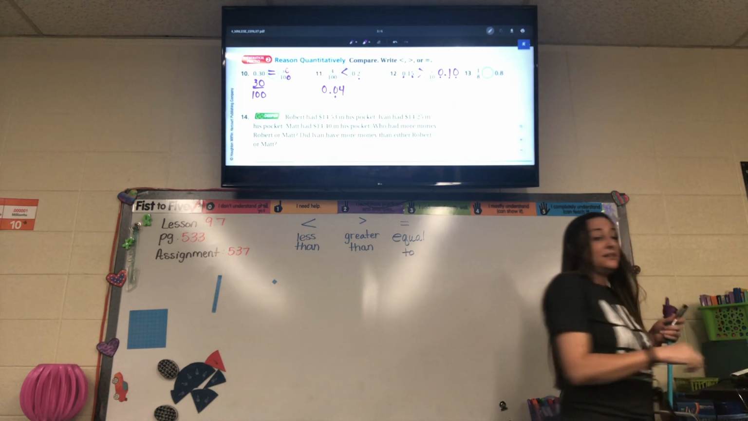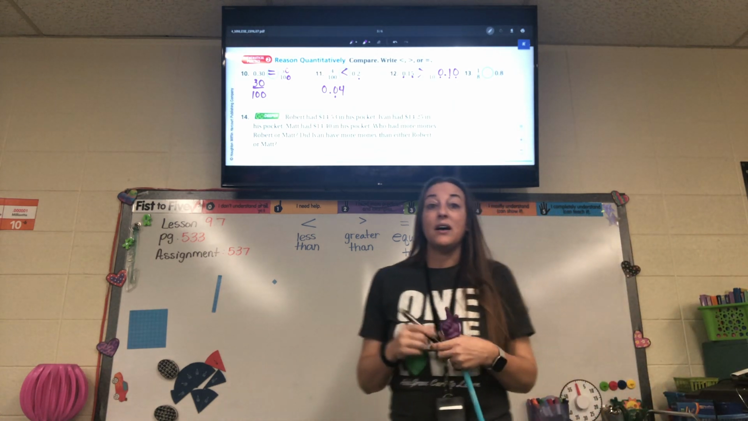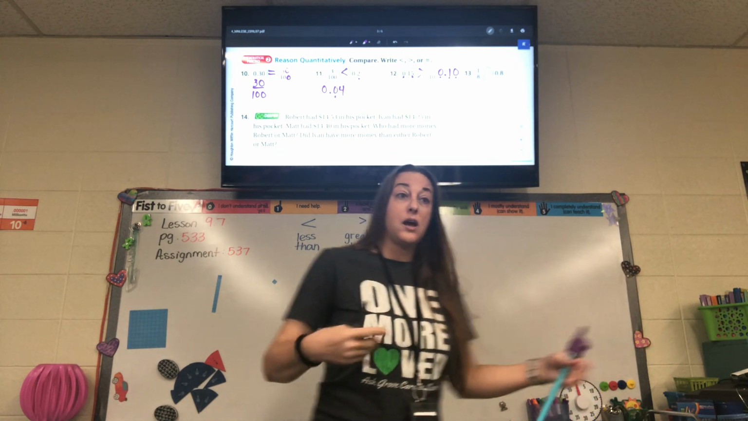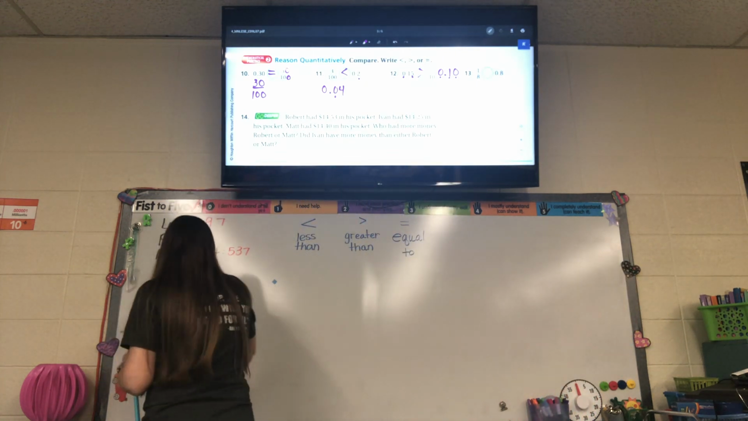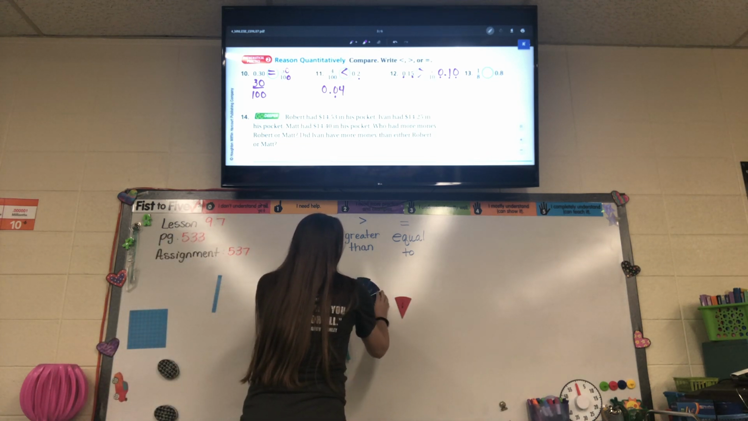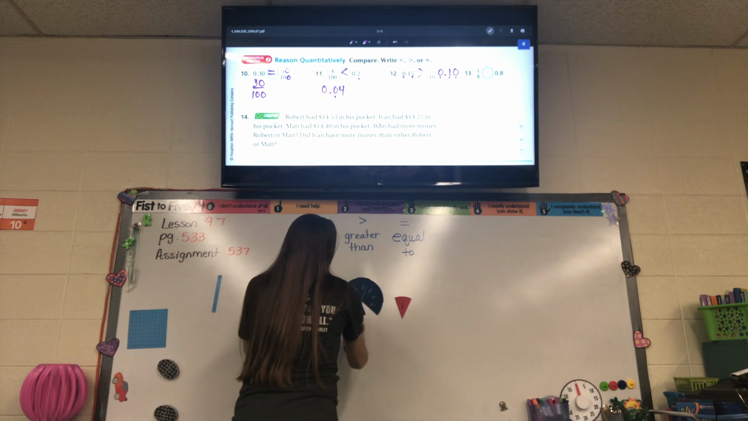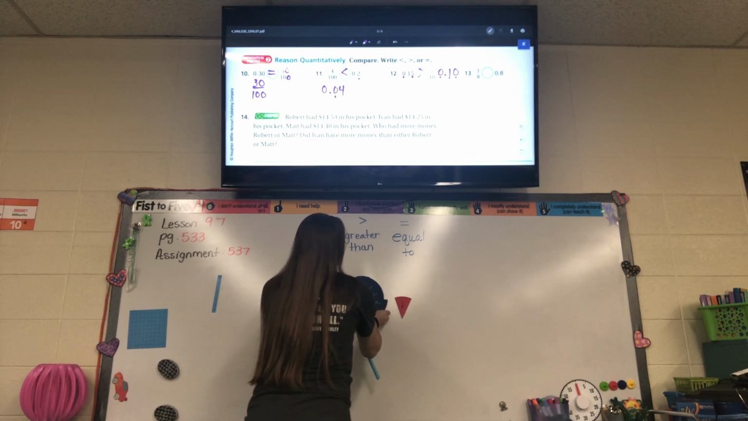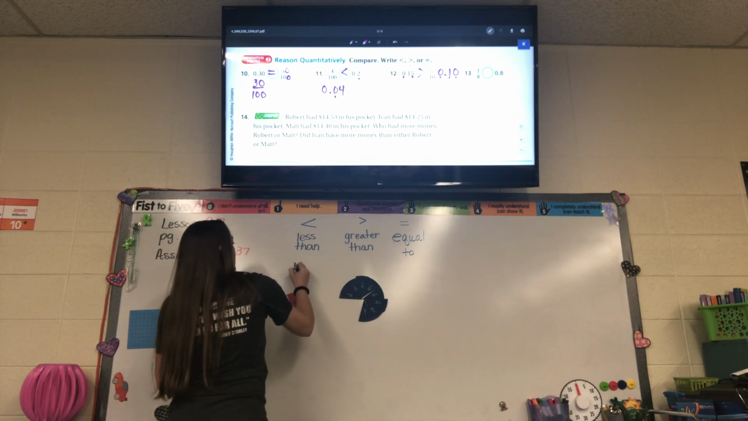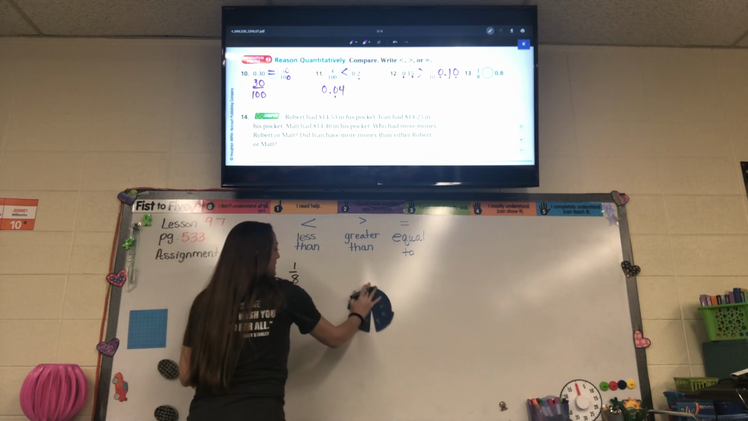And then this one's a little trickier because they've got a 1/8. Well, we've only been dealing with denominators of 10 or 100. So I got out my fraction tools here, and the 1/8 is like this, okay, 1/8 size part.